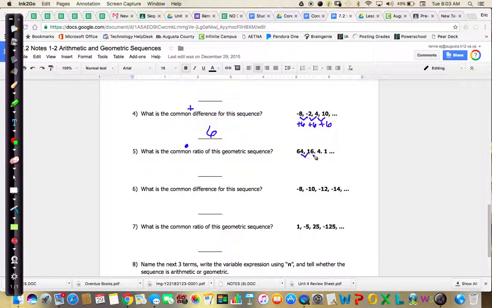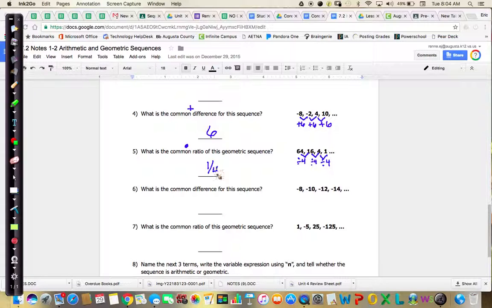And if you can't see that, then look here. This is a little bit easier. 16 divided by what is 4? If you said 4, you are correct. So the pattern all the way through is divided by 4. Okay, now, if we're dividing by 4, that's the same as multiplying by 1/4. So we're going to say that the common ratio is 1/4.